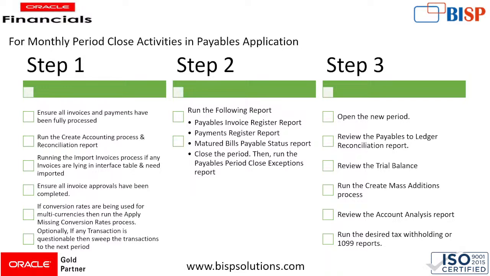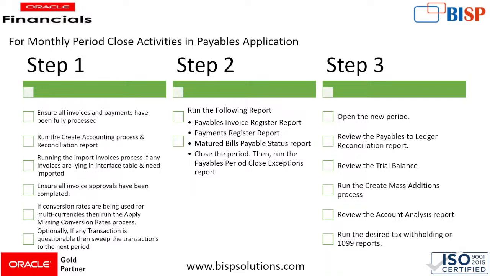Optionally, you can sweep any questionable transactions to the next period. This is only for issues that cannot be resolved before the period close and need to be reviewed again at a later date. The task name is Payables Unaccounted Transactions and Sweep Report. Again, it will be through the schedule process.